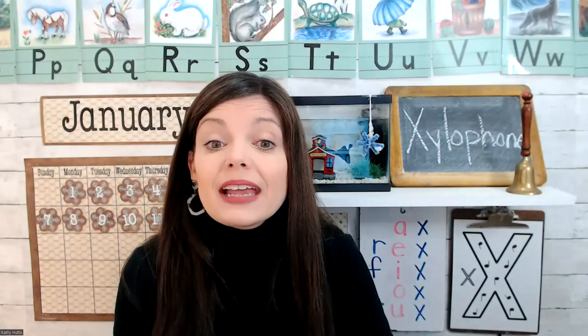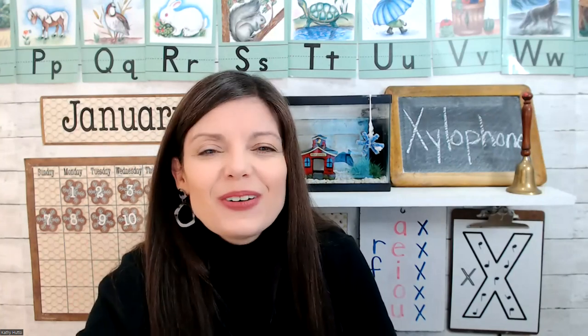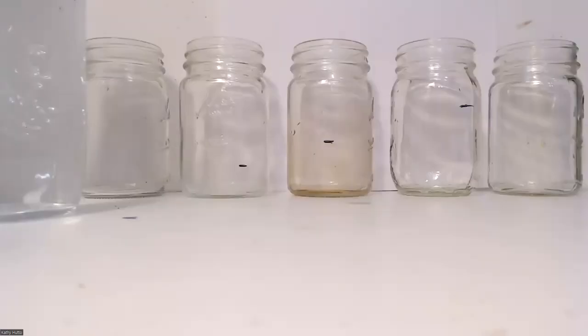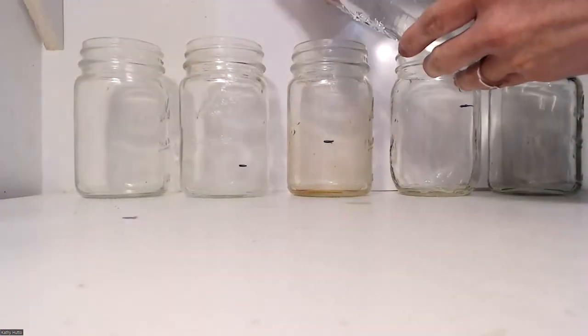Now it's time for science, and we are going over to the science table to make a water xylophone. Let's go. Well, here we are at the science table. We're going to make a water xylophone. The first thing that I'm going to do is add some water into some of these jars. The first jar I won't add any water to.